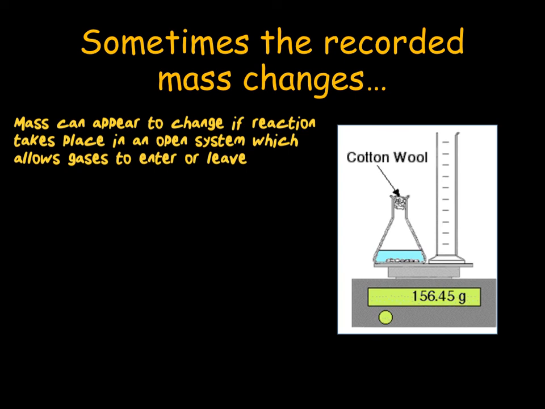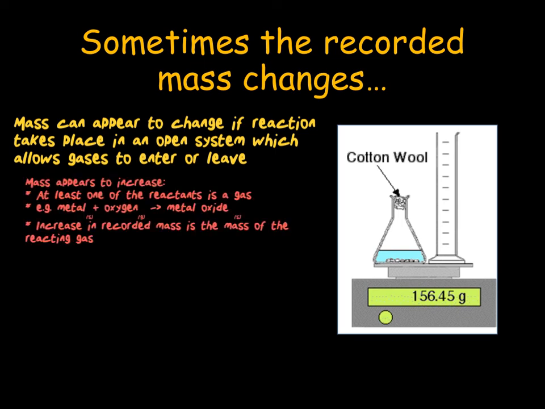If the recorded mass appears to increase, this is because at least one of the reactants is a gas. For example, a metal reacting with oxygen to form a metal oxide. The end mass that you would record of the oxide would be greater than the mass of the metal. The difference in masses is the mass of the reacted oxygen.